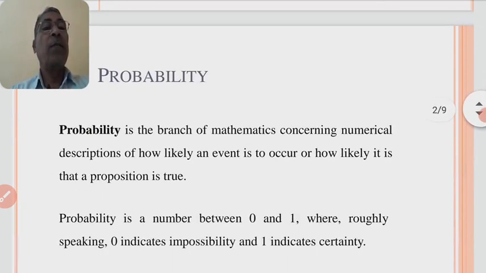In probability, we can define probability as the branch of mathematics concerning the numerical descriptions of how likely an event is to occur or how likely it is that a proposition is true. Probability is a number between 0 and 1 where, roughly speaking, 0 indicates impossibility and 1 indicates certainty.